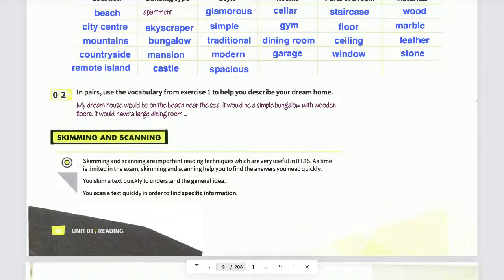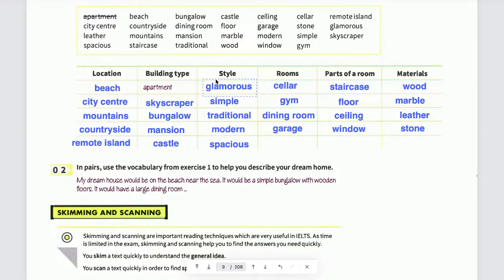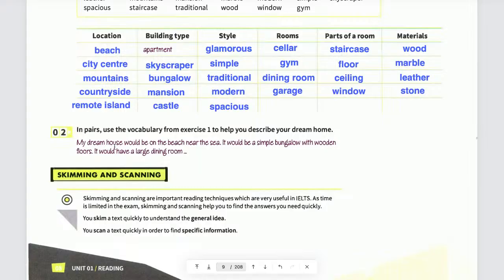Okay, my dream house would be on the beach near the sea. You see that? So guys, when we look at all of the vocabulary here, they're not there just for fun, they are there to help us to talk about some particular topics. And in this case, we are talking about our dream home or dream house. So have a look at the example here. My dream house would be on the beach near the sea. It would be a simple bungalow with wooden floors. It would have a large dining room, and so on. So you can think about that, or you can write about it first before speaking. It's fine for me.